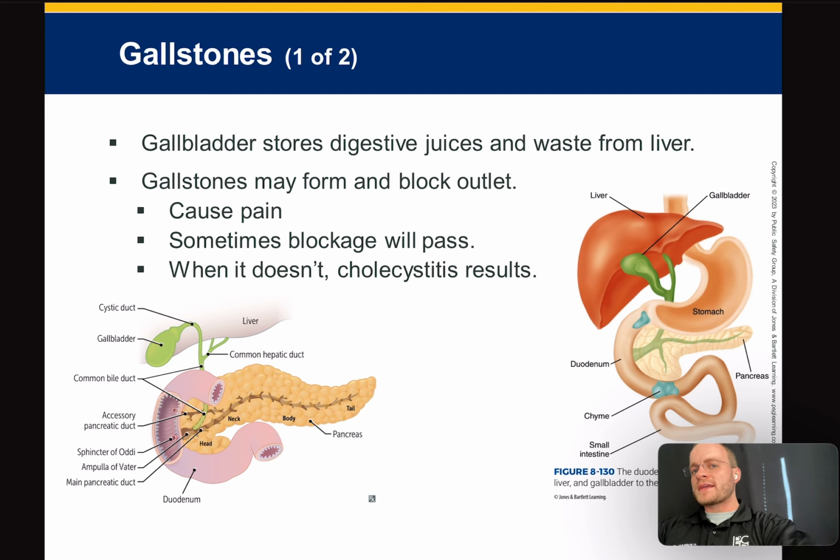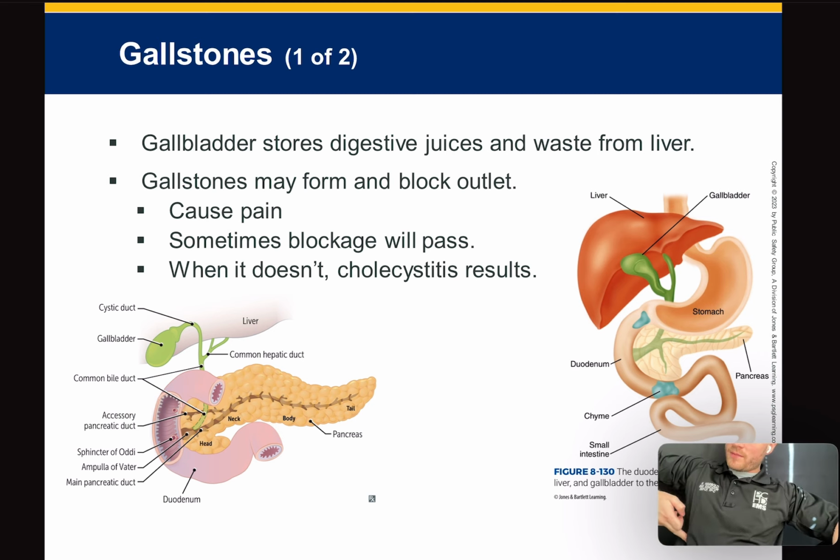So we have the gallbladder. Where does the gallbladder sit? It sits in the right upper quadrant, within the liver. If I could point that to myself, it's going to be right about here.